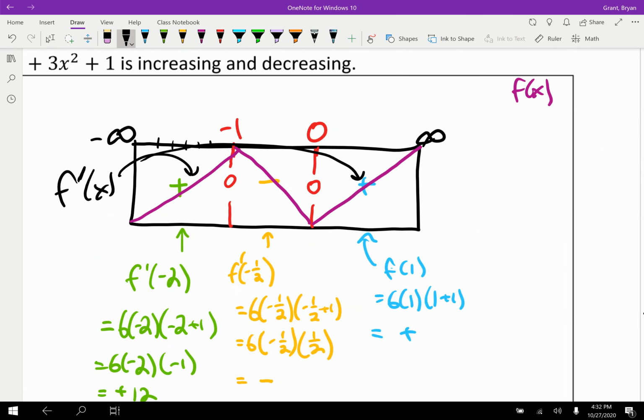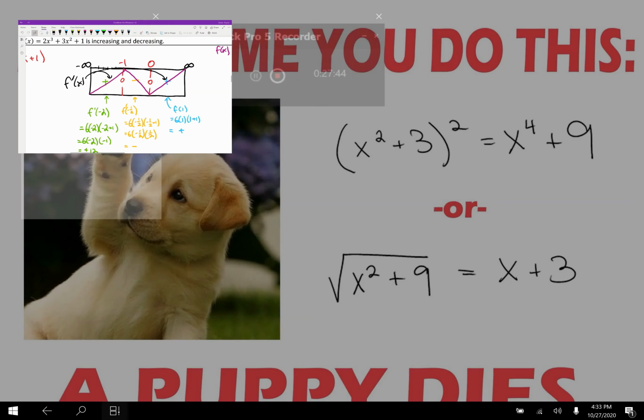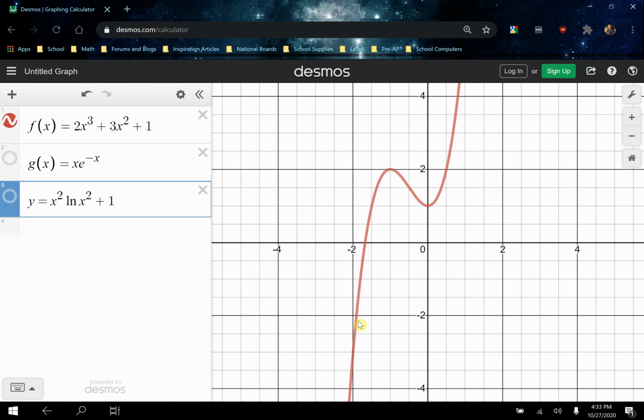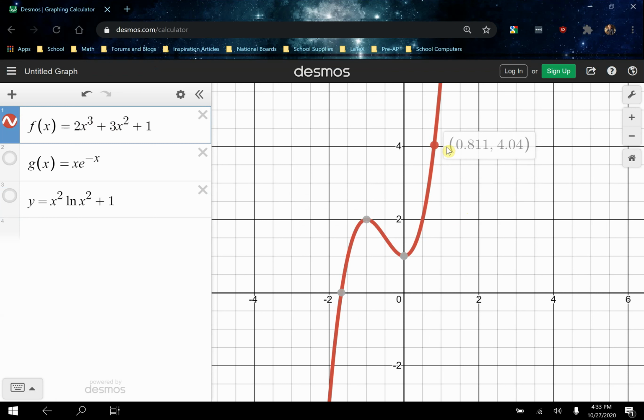It's very easy to check with your calculator. We just graph the original function, 2x cubed plus 3x squared plus 1. Look, we increase until -1. We decrease until 0. And then we increase all the way on out. Cool. That's exactly our graph, except ours is straight. It doesn't have curvature because we're not going to add that till later on. Nice. Nothing to it, guys.